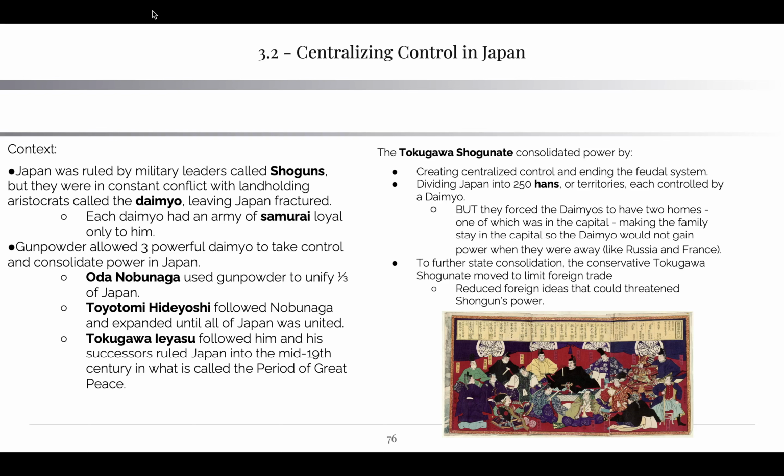Emperors are above the shoguns. It's just like the king in feudalism, but the king is completely removed. You never see the king, you never hear the king. The most important person is the lord. The most important person is the shogun.